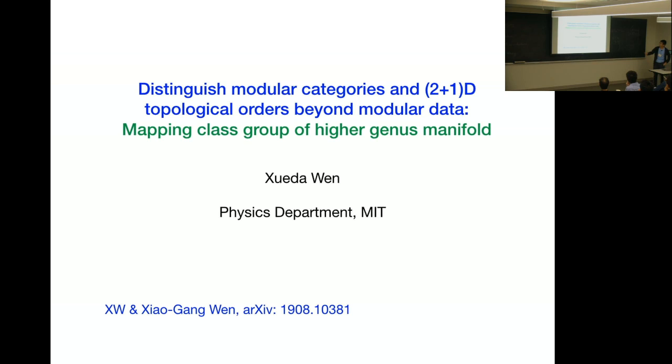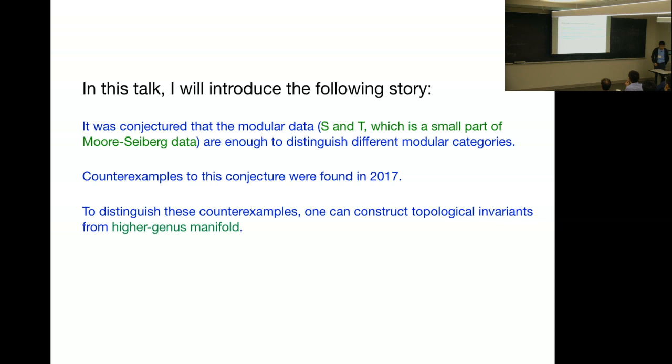Today I will introduce a very simple story. It was conjectured that the modular data, the S and T matrices, which are a small part of more cyborg data, is enough to distinguish different modular categories. Then 2 years ago, some counterexamples were found.